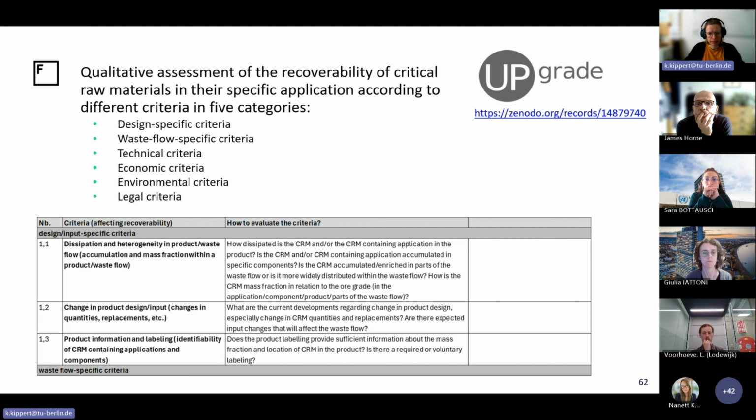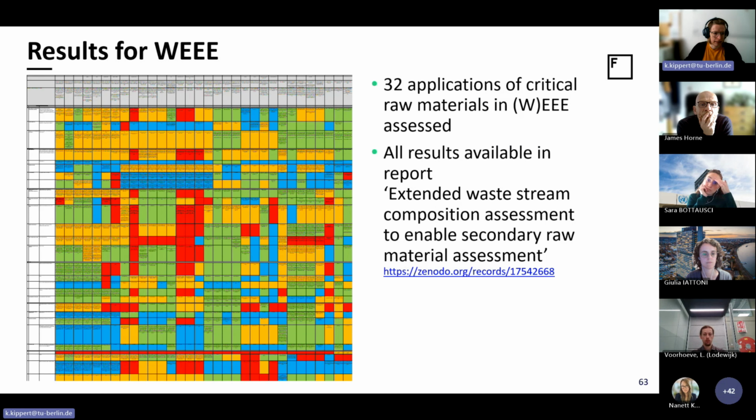The whole concept is based on a project called Upgrade, where I also put the link in the corner here. At the end, the results looked like this big table on the left side. So we assessed 32 applications of critical raw materials, and you can find all the results of this assessment in the report mentioned here, Extended Waste Stream Composition Assessment to enable secondary raw material assessment, which is available on Zenodo.